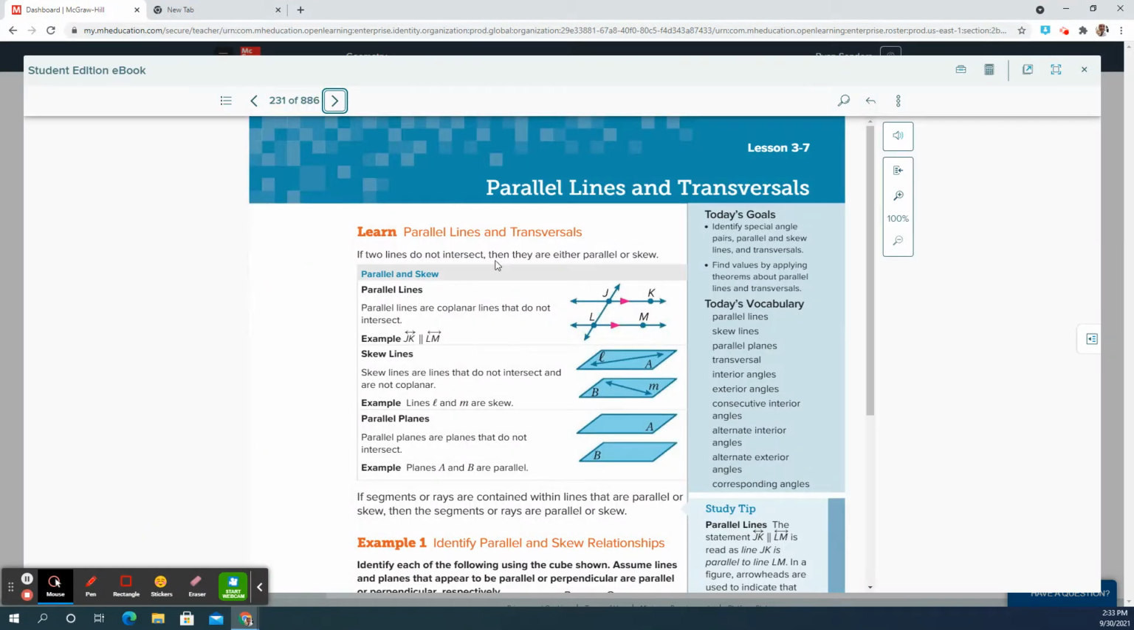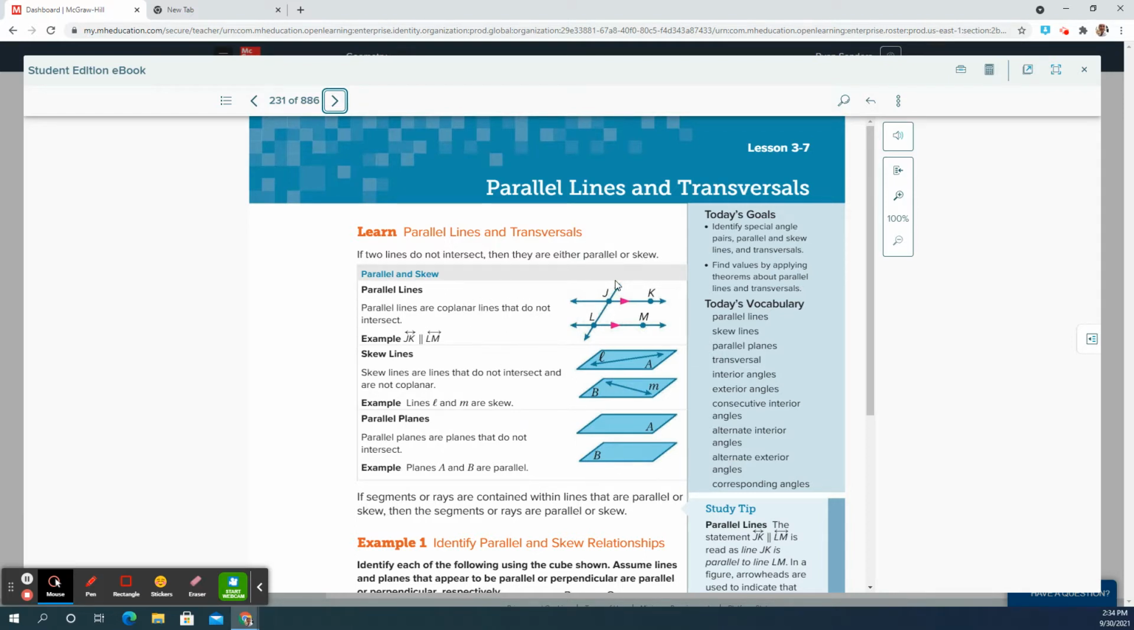All right, we are looking at parallel lines and transversals here. This is a very important concept. We're looking at parallel lines, skew lines, parallel planes, transversal, interior angles, exterior angles, consecutive interior angles, alternate interior angles, alternate exterior, and corresponding.